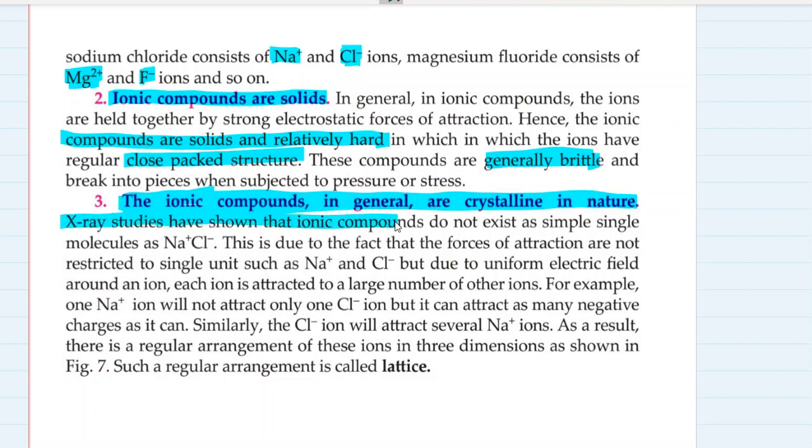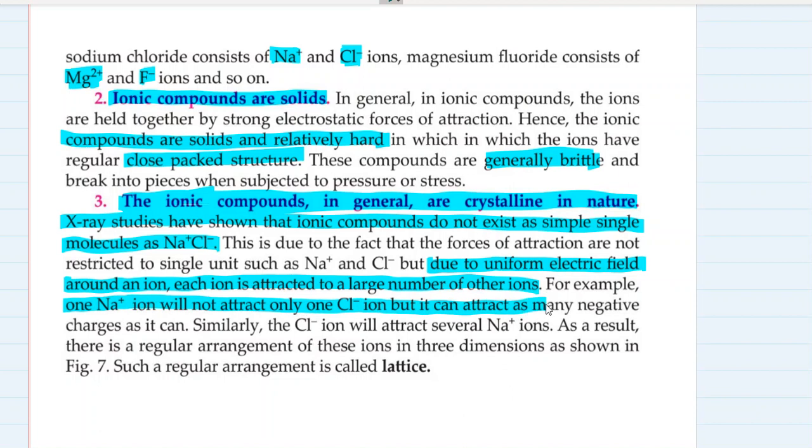X-ray studies have shown that ionic compounds do not exist as a simple single molecule such as NaCl. This is due to the fact that forces of attraction are not restricted to a single unit such as Na plus or Cl minus, but act due to the uniform electric field around an ion. Remember this. Electric field is the space in which electric forces of attraction or repulsion are visible. So due to the electric field around an ion, each ion is attracted to a large number of other ions. For example, one Na plus ion will not attract only one Cl minus ion, but it can attract as many negative charges as it can. Similarly, the chloride ion will attract several sodium ions.